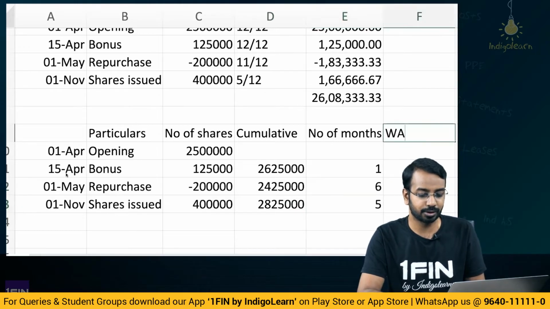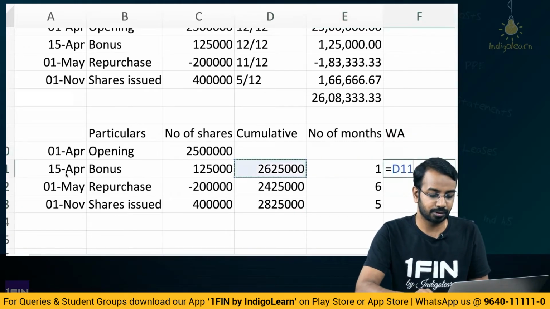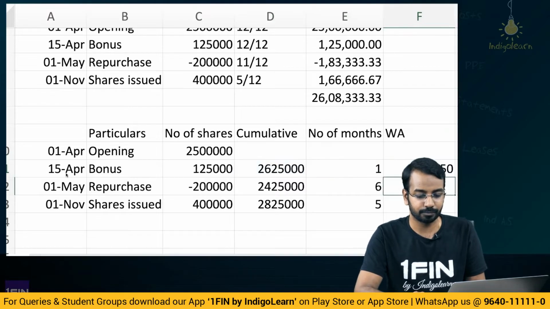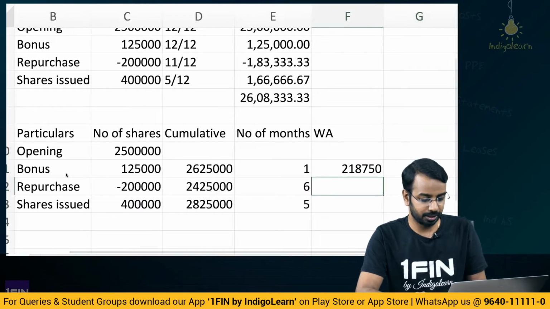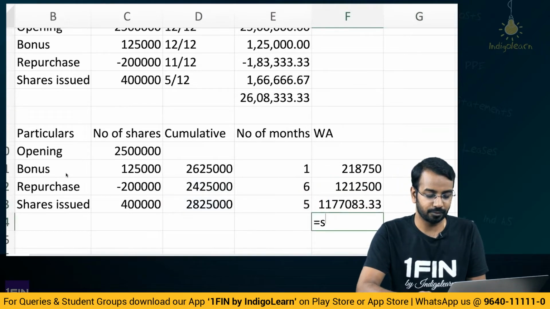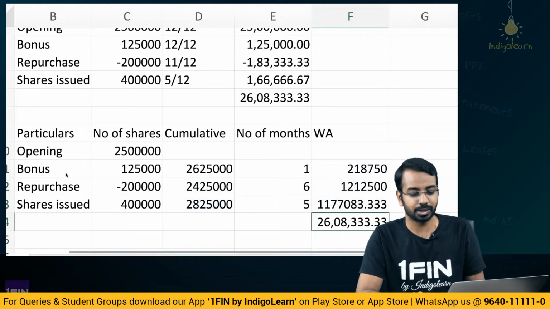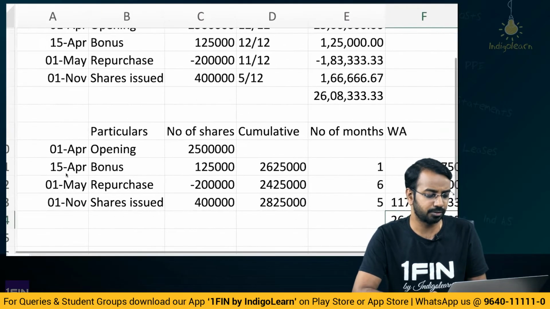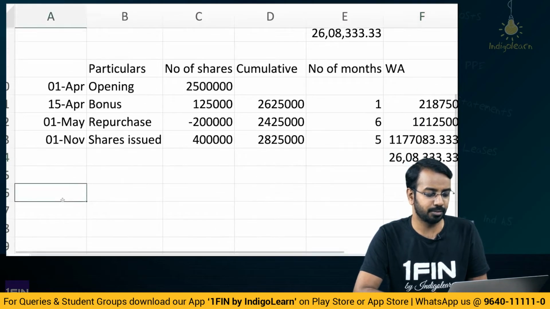So, what is the weighted average? Weighted average is 2625 into 1 divided by 12. Then this multiplied by 6 divided by 12, and this multiplied by 5 divided by 12. And if you sum this up, you get 26,08,333. Either way you can do, right. So, then weighted average number of shares is done.